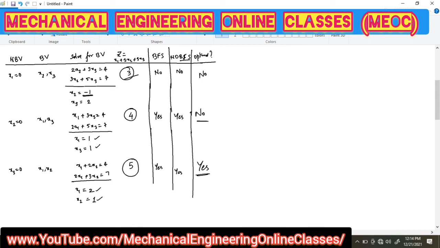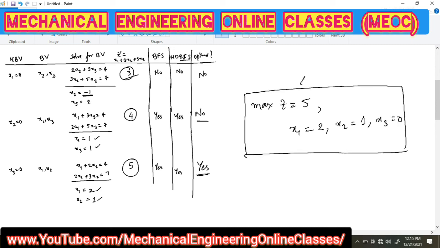So with this we have clearly understood what is a basic feasible solution, what is a degenerate solution, a non-degenerate basic feasible solution and the optimum value. So the solution to this particular problem is maximum z is equal to 5 for a combination of x1 is 2, x2 is 1 and x3 is 0. This is the solution to the given problem.